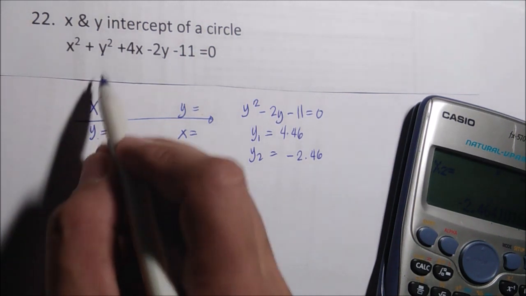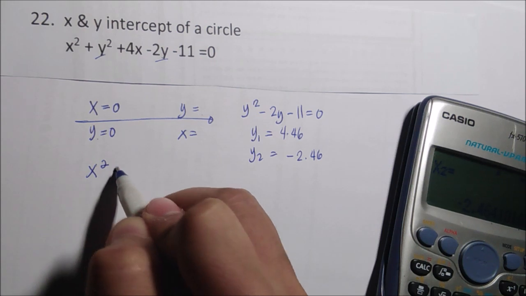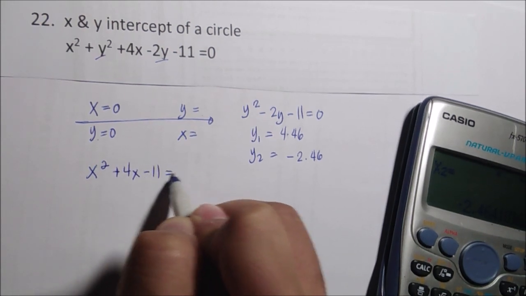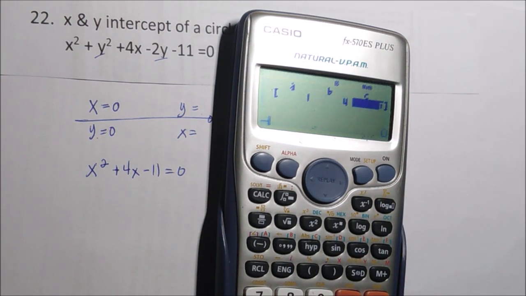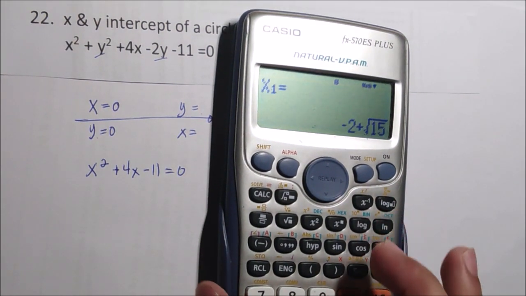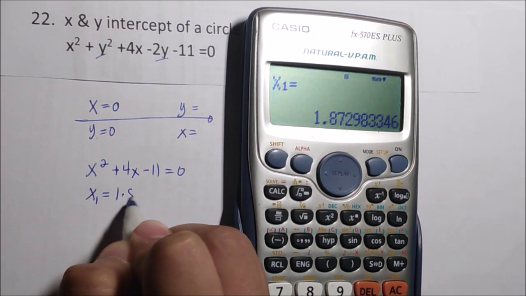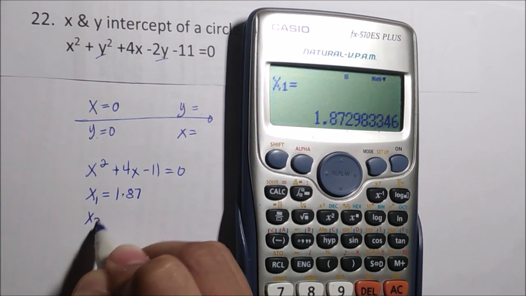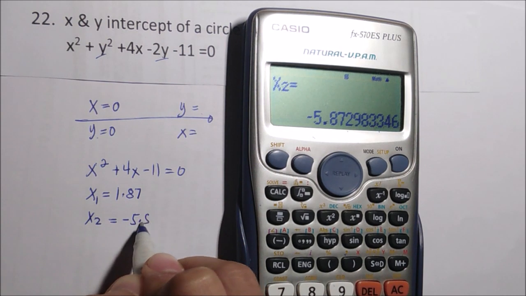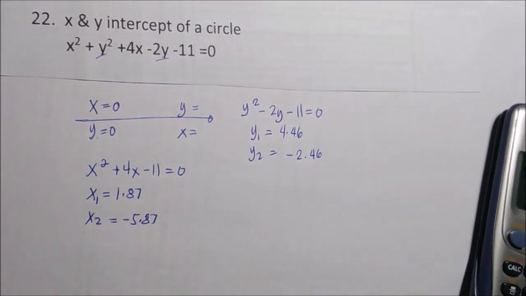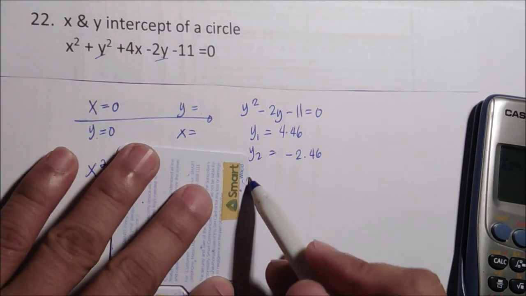If we let y equal 0, this will be 0, the remaining is x. So x² + 4x − 11 = 0. Quadratic equation, we have 1, 4, −11, equals, and x1 will be 1.87 and x2 is −5.87.